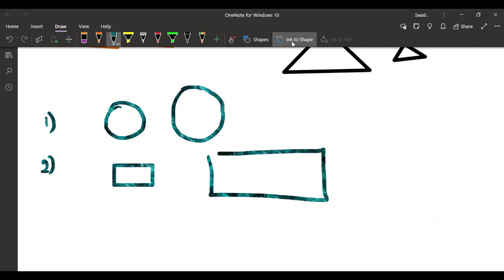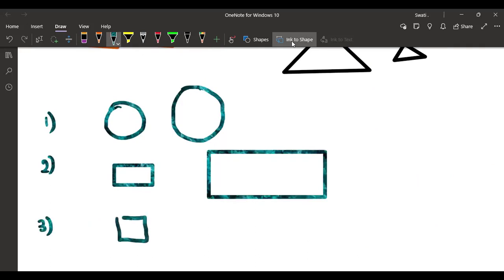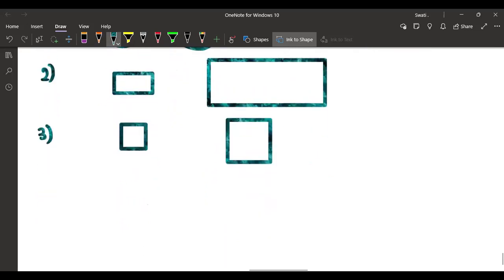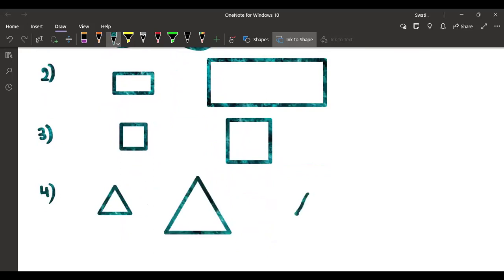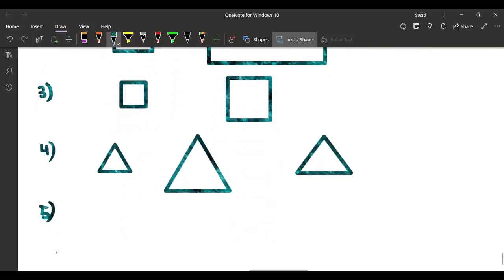Are these shapes similar? Yes. Okay. Are these shapes similar? Yes. Okay. Next. Are these shapes similar? Yes. So do you understand? The shapes are the same, but the sizes are different, right? Or you can use the words the sizes may be different. Okay. Next. Are these similar?